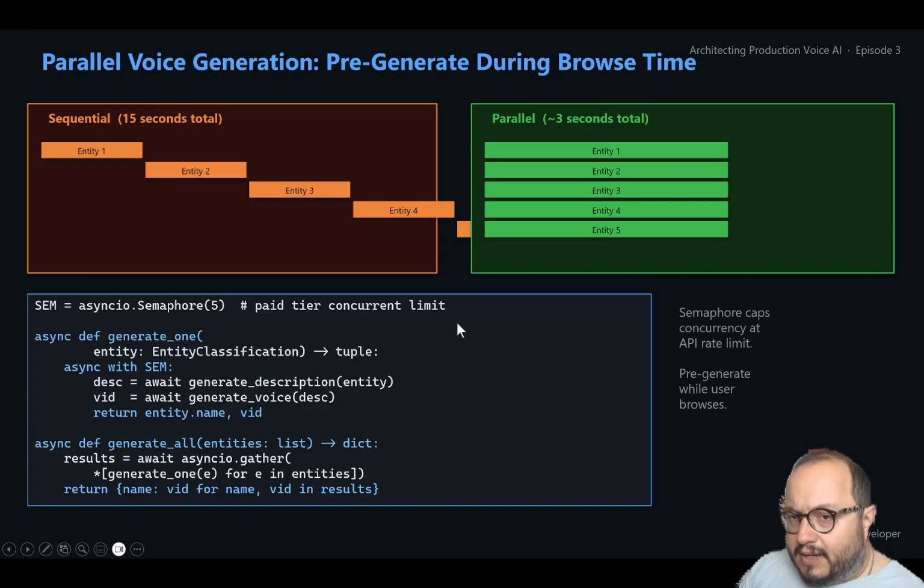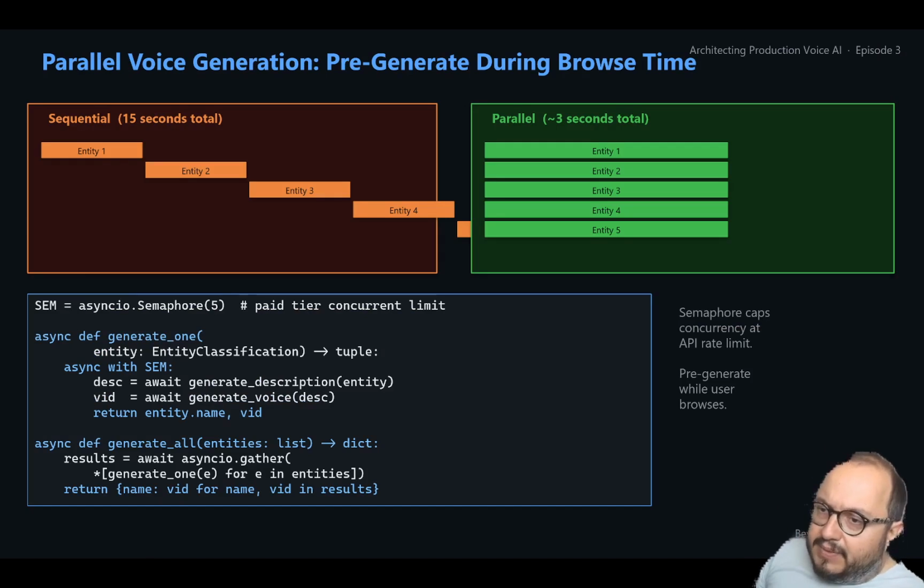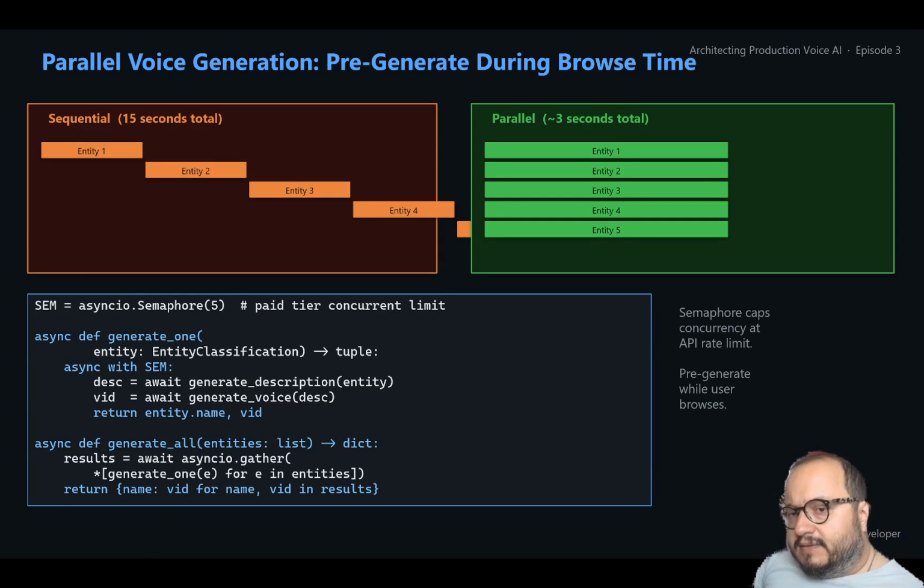In a museum scenario, the user is going to encounter multiple exhibits before they start talking to any of them. This is the perfect opportunity to pre-generate voices in the background while the user is browsing. In parallel_gen.py, we use asyncio.gather to fire multiple voice design API calls concurrently. For each entity in the session's exhibit list, we create a coroutine that generates a voice description and calls the voice design API.